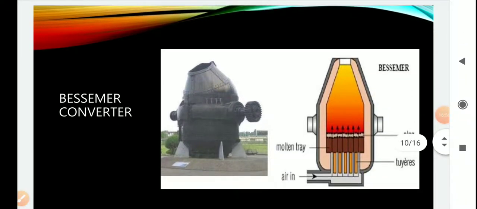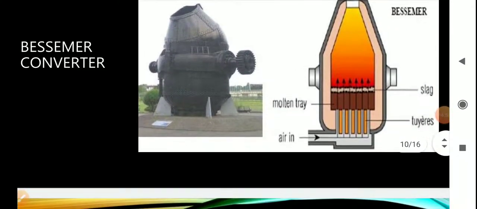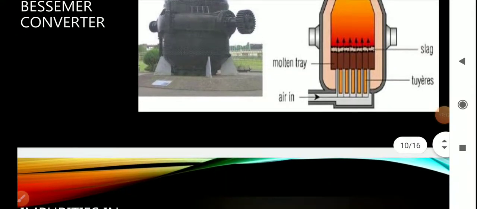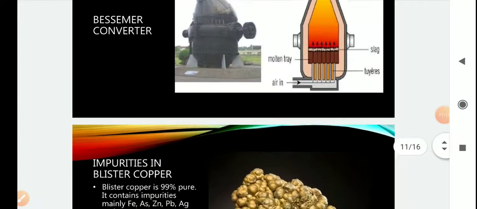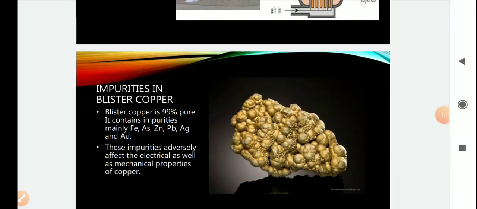This is the picture of the Bessemer converter. You are seeing that there will be an entry of air, and slag and other things, molten. It will be heated at a high temperature, then we'll get our product, that is our metal.